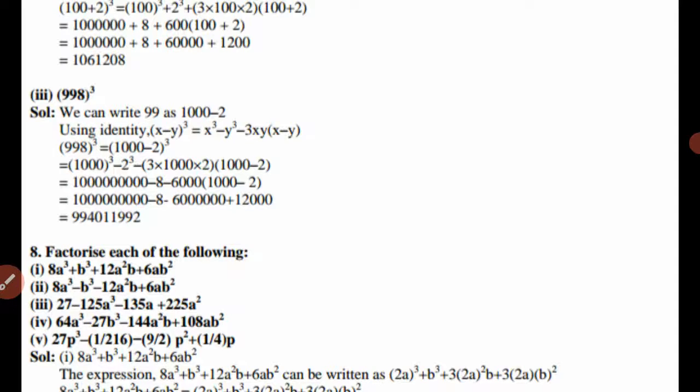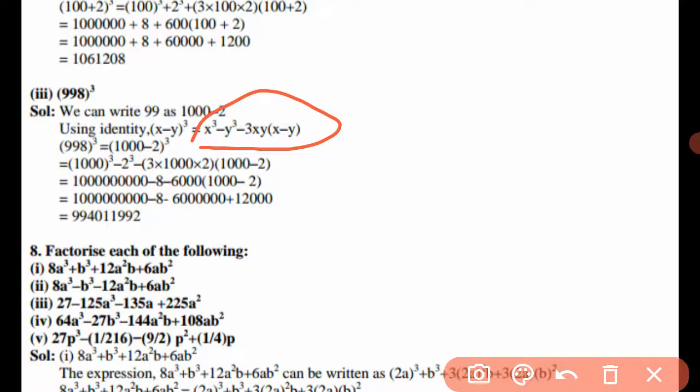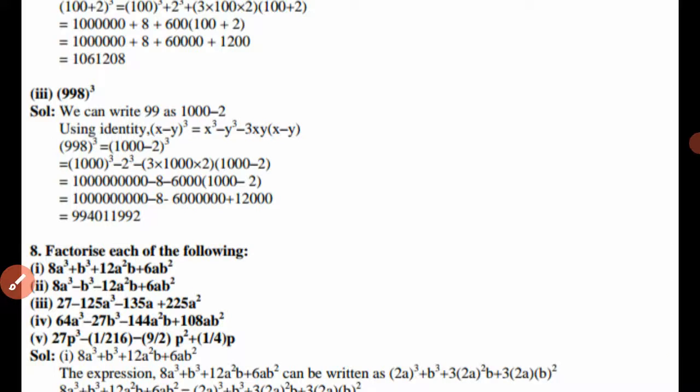Now in the same way, see the third part. We have 998 whole cube. 998 whole cube can be written as 1000 minus 2 whole cube. So by using the same identity of x minus y whole cube and putting in its values, the answer will be 99401199. So in this way we can do this question. The remaining part you can try yourself.